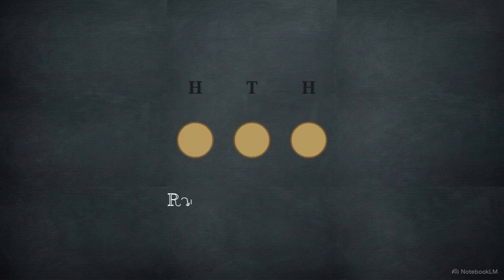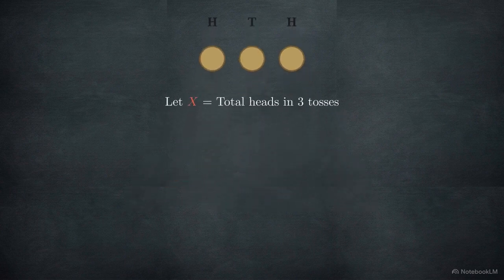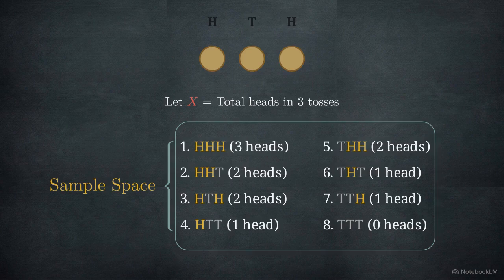Imagine tossing a fair coin 3 times. In statistics, we define a random variable, written as a capital X, as the specific event we want to count. Here, X equals the total number of heads we observe. If we map out every way these 3 flips can land, we reveal our entire sample space. From 3 tails up to 3 heads, there are exactly 8 possible outcomes.